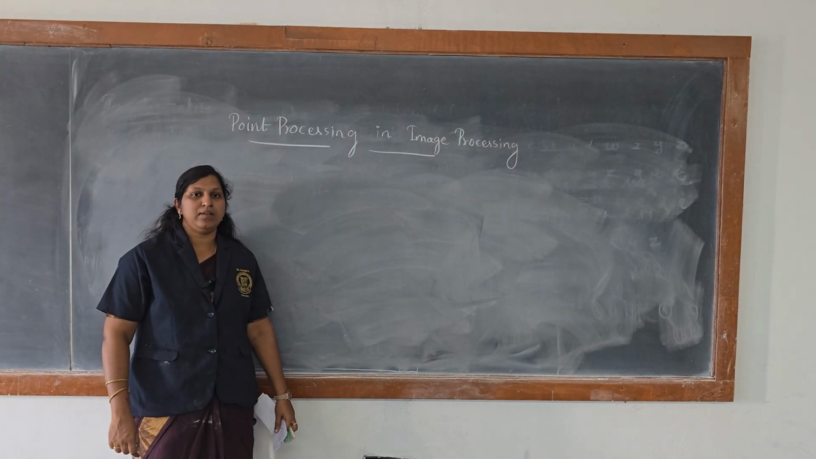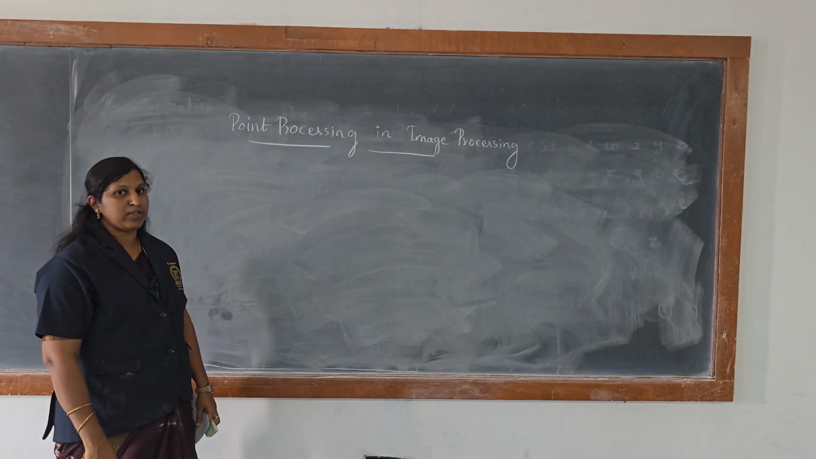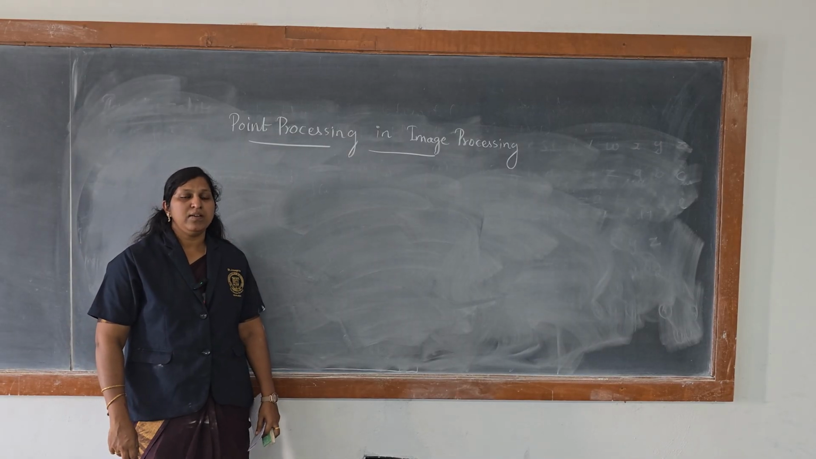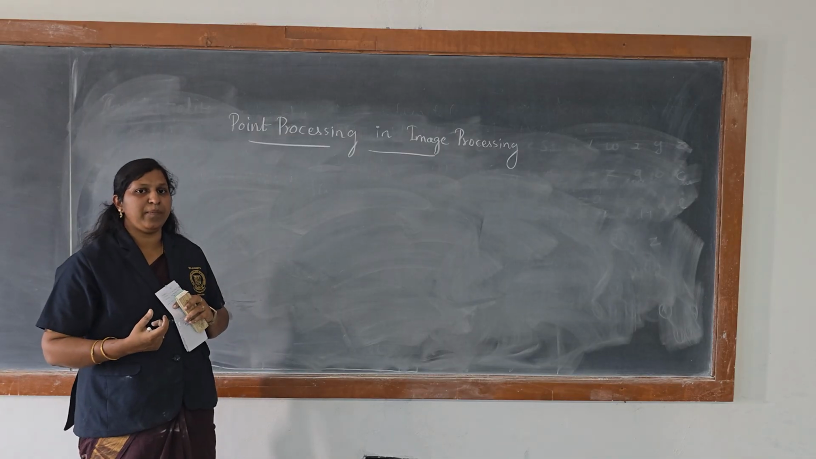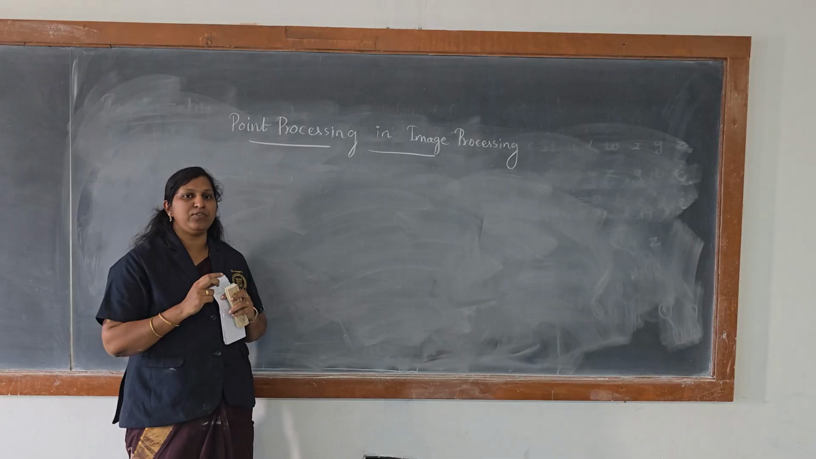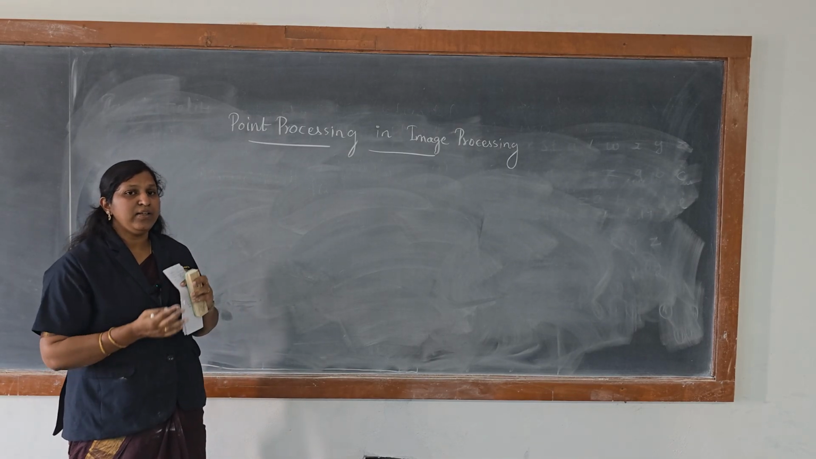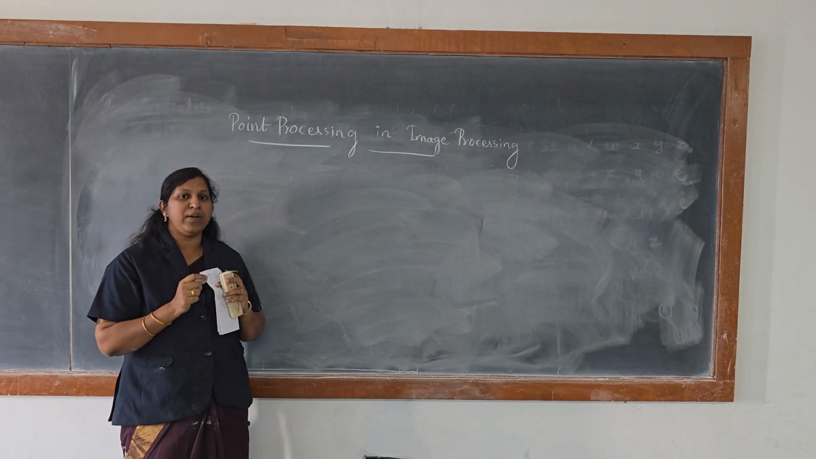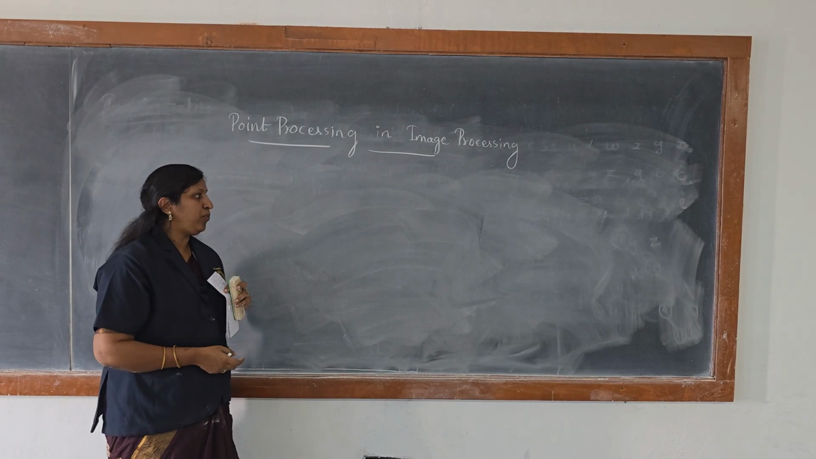Good morning everyone. In today's session we are going to discuss point processing in image processing. Before that we should understand what point processing is. Point processing is nothing but taking an input image and doing some modification over each and every individual pixel to get the transformed form, that is called the output image. We are modifying each and every pixel value in order to get the transformed form for the output image.